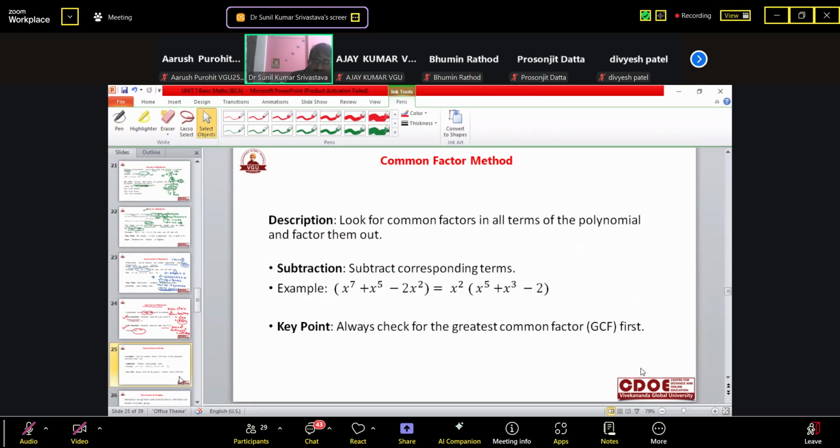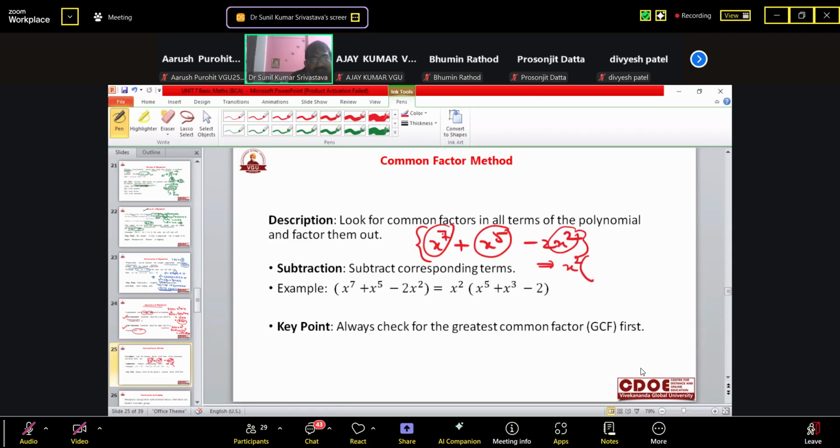Common factor method. Suppose we ask which term is common to all the terms of the expression. Suppose we write here x raised to power 7 plus x raised to power 5 minus 2x raised to power 2. In all the terms, x square is common, because in x to the power 7, x to the power 2 is also there, in x to the power 5, x to the power 2 is also there, and in x to the power 2 as well. So here we take x raised to power 2 common.